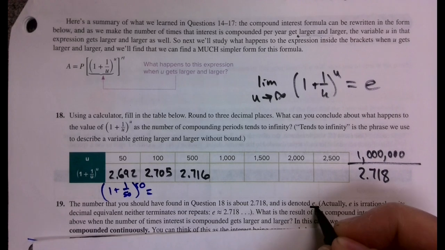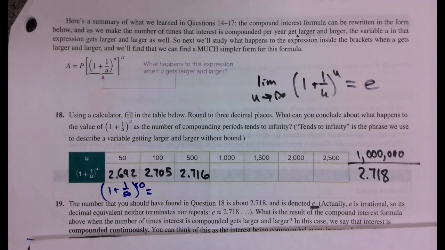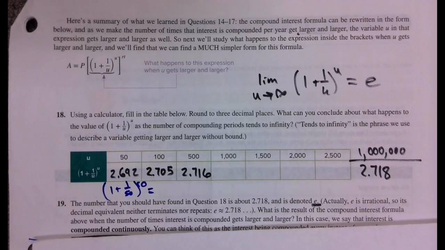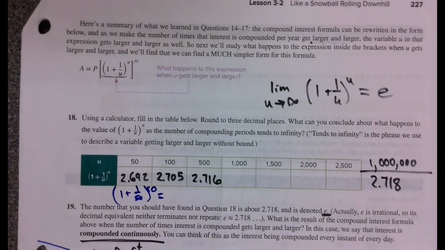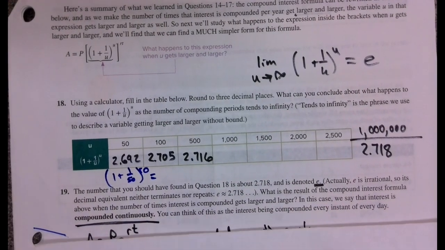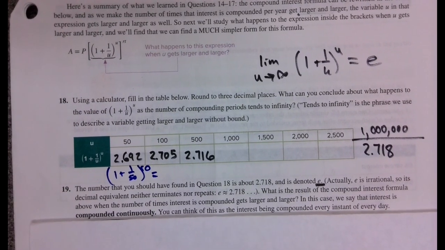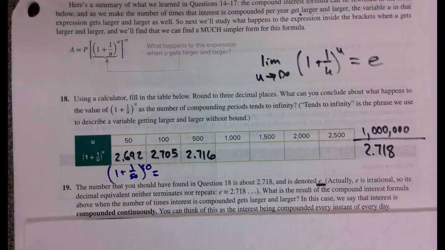It turns out it's a really special number. It's the number e. E is like pi. It's irrational. It goes on forever and ever. If you look at your calculator, there's an e number there. And we use this when things are compounded continuously. So let me real quick show you e in Desmos.